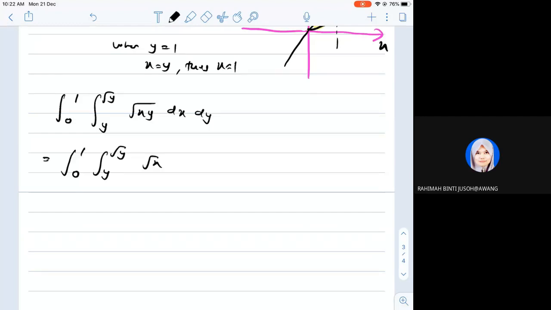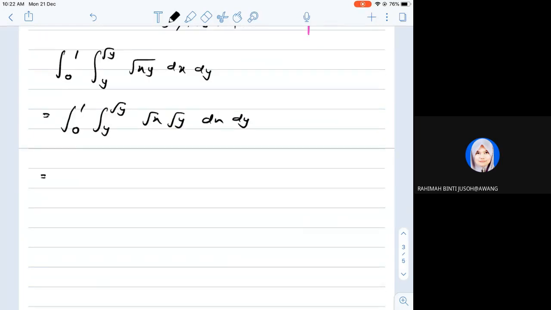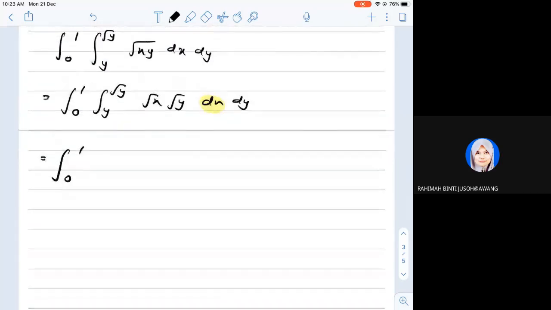Square root of x multiplied by square root of y, dx, dy. Okay, now, so what is the constant now? We want to integrate with respect to x. So which one is the constant? Square root y, yes, okay, good. Square root y is just a constant. So we can take out square root y.